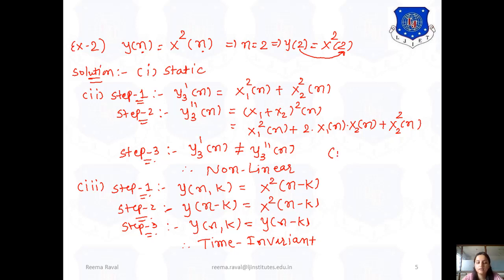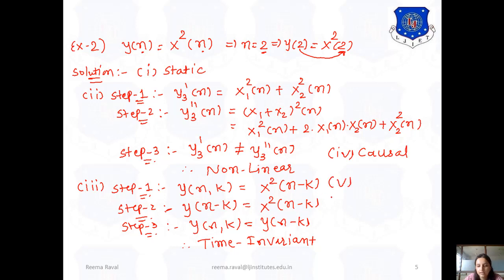Done. Then the next property is whether the system is causal or non-causal. For the system to be causal, it should depend on the present values only or on the past values. If it depends on the future values, it will be non-causal. So here, as you can see, it depends on the present input instance only, for whatever values we take of the input, right? So this will be a causal system.